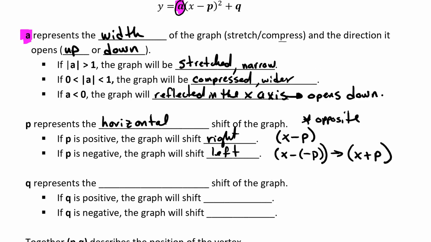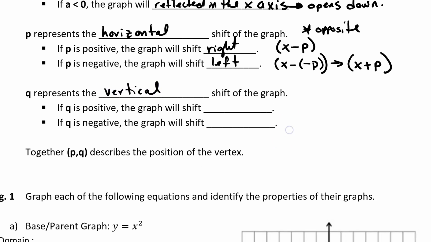Q is a little bit more straightforward. It represents the vertical shift of the graph. So if Q is positive, the graph will shift up, and if Q is negative, the graph will shift down. Together, P, Q describes the position of the vertex, and this is why we state P the way we do, because minus P, the number that's here, is our x coordinate of our vertex. And this is our y coordinate of the vertex.